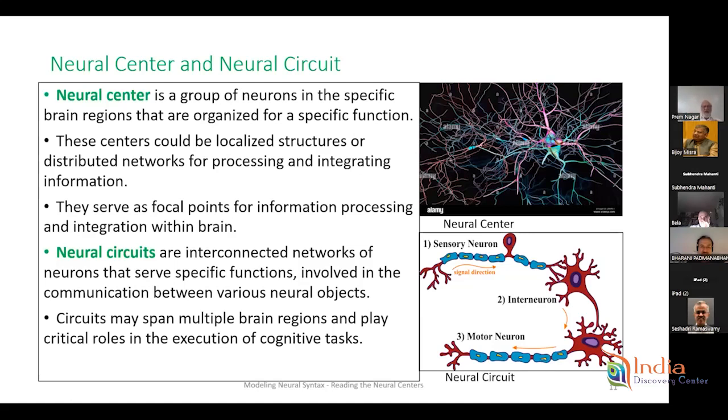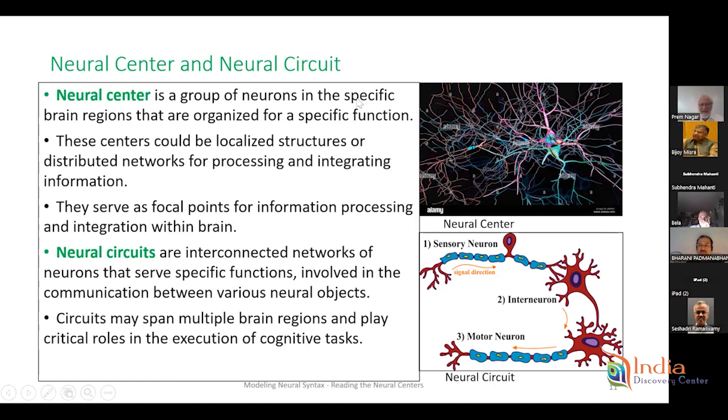Now, what is a neural center? A neural center is a group of neurons in specific brain regions that are organized for a specific function. Now, this is a picture here of a neural center. It's a complex network of neurons. These centers could be localized structures or distributed networks for processing and integrating information. They serve as a focal point for information processing and integration within the brain.